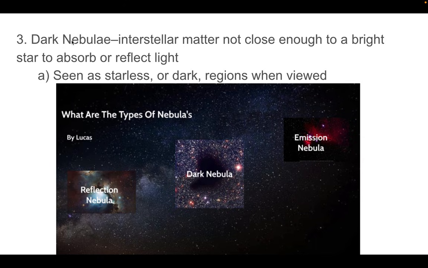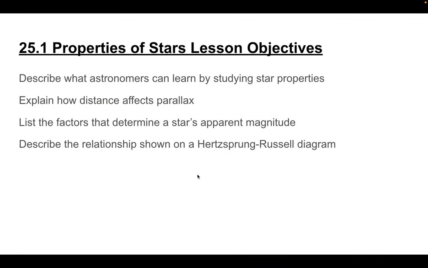Now there's one more type of nebula out there, but it's not a bright nebula. They call it a dark nebula. And this is interstellar matter that's not close to a star, so it doesn't absorb or reflect light. When we look at them in space, it just looks like this dark region, this blob, if you will. So it's seen as starless, dark regions when we look at them, and that's all we really know about them. So here's reflection and emission, and then our dark nebula. And that does it for 25.1.